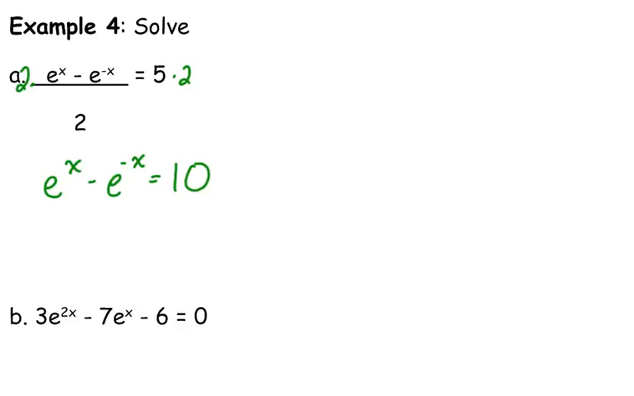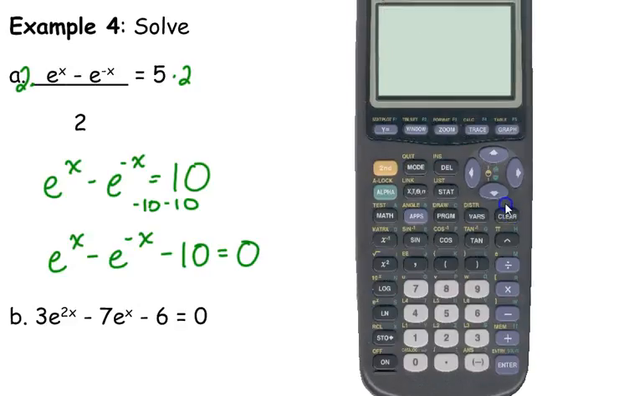Or, typically, anytime I graph it, I always set it equal to 0. So I'm going to move the 10 over: e to the x minus e to the negative x minus 10. Then I'm going to graph it and look for where it crosses the x-axis. So I enter e to the x, close the parentheses, minus e to the negative x, close the parentheses, minus 10.